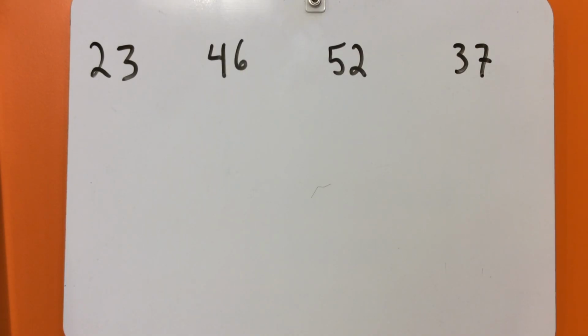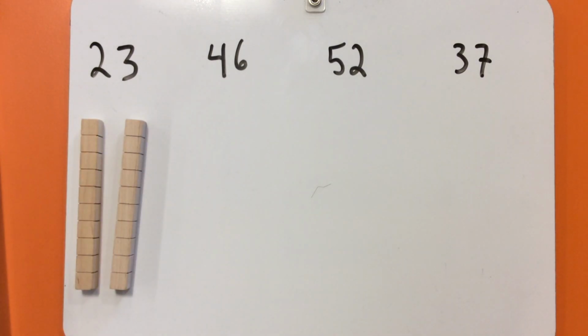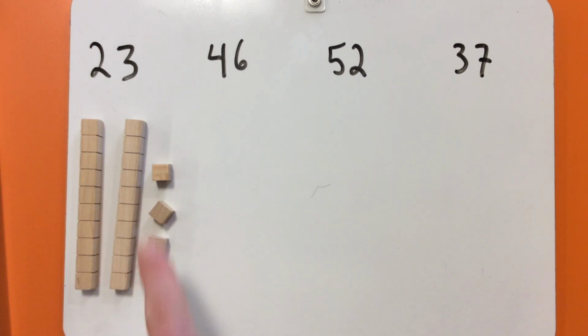Before we can add these numbers, we need to make sure that we can actually represent them. So, 23, what does that mean? The 2 actually means two tens. So, I'm going to show 1 ten, 2 tens. And the 3 does mean 3 ones. So we've got 1, 2, 3. If you count all those squares, you'll get 10 plus 10 more is 20, plus 21, 22, 23.